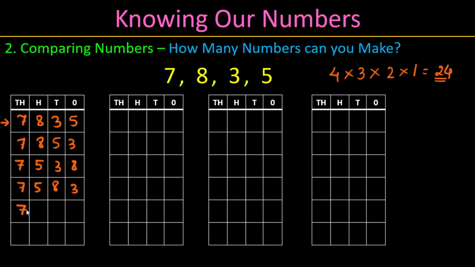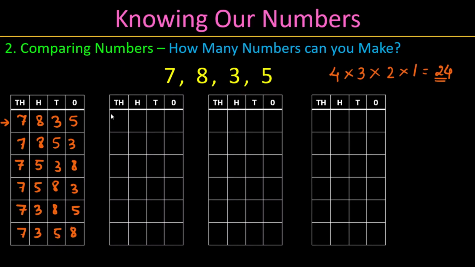Keep the 7 once again. Now 8 is done, 8 and 2 are done. 5 and 2 are done. Those are the possibilities. Now 3. Bring 3 here, and 8 moves here. So 3 will be replaced by 8, and keep the 5 the same. 7, 3, 5, 8. These are 6 numbers.